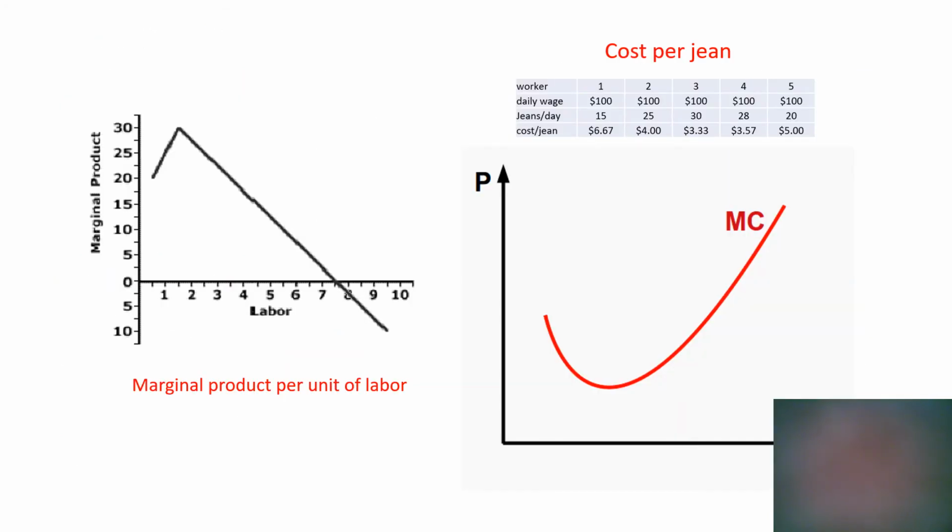We have a graph that we can show this. This is marginal product and the number of workers. Because of the shape of that curve, we see that the marginal product first increases and then will fall off. We can relate this also to the cost per jean.